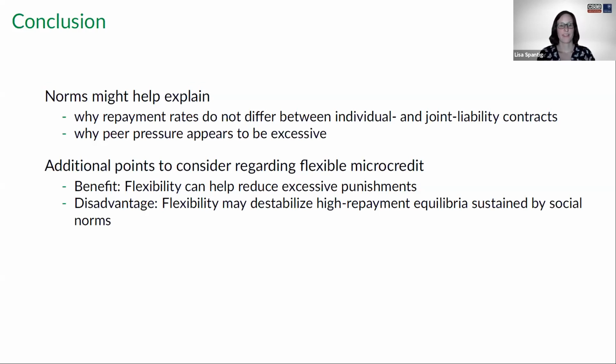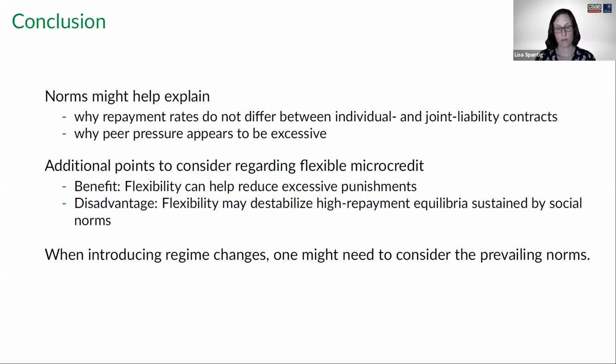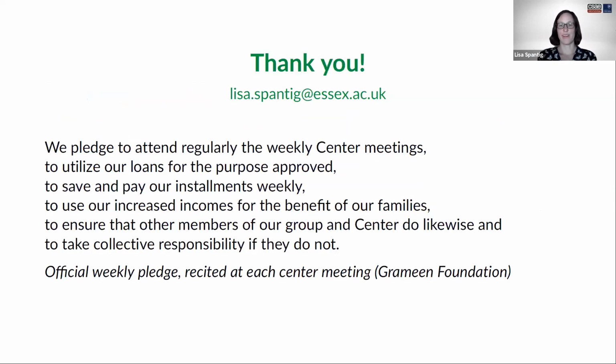Now, going forward, what we would conclude from here is that when we introduce any changes in products, not only in microcredit, but also in other types of changes that we're making to existing structures, be it in markets or institutions, one needs to consider the prevailing social norm and think about how to address this to avoid potential adverse effects. And this was all to say.